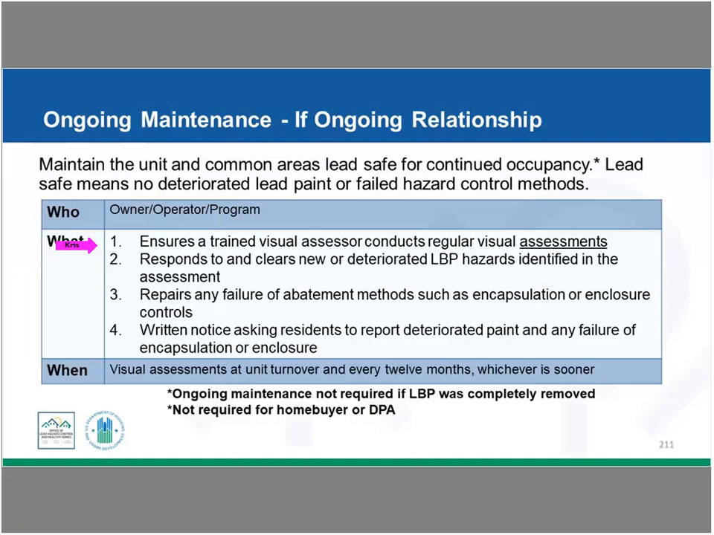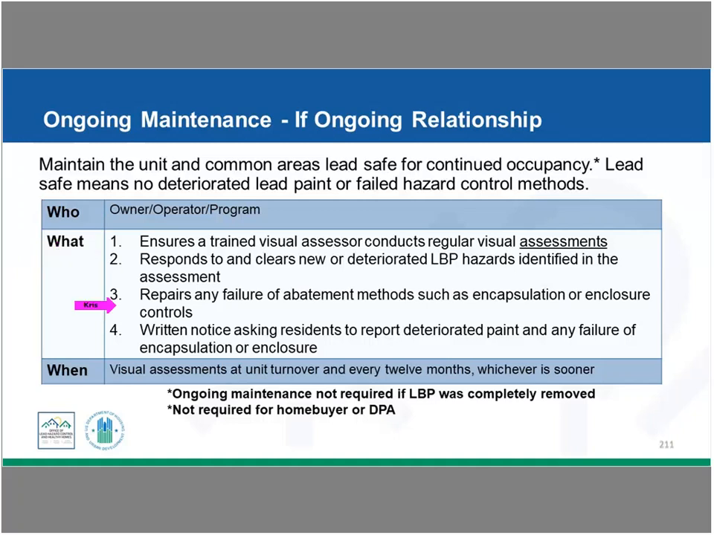If there were any hazards identified, they need to be repaired using paint stabilization and cleared, okay? So they need to be repaired by somebody trained in RRP. This is why we might want to have our owners' staff be trained in RRP, because they could do the work, and then it would need to be cleared by someone who's been trained as a clearance technician or a risk assessor or a paint inspector.